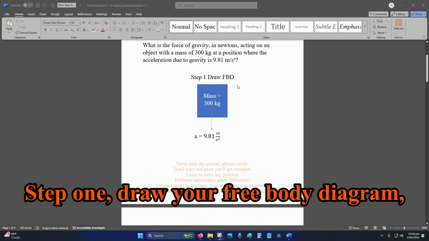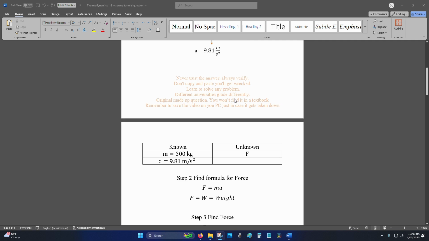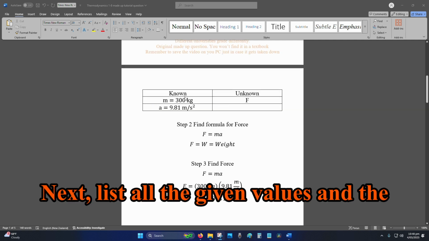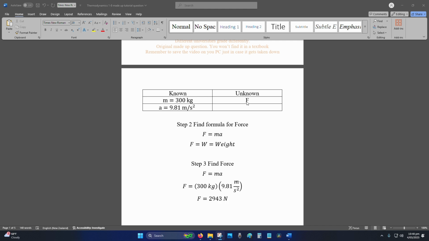Step 1, draw your free body diagram, your FBD. This will help you visualize the problem. Next, list all the given values and the unknown. This will help you figure out formulas.